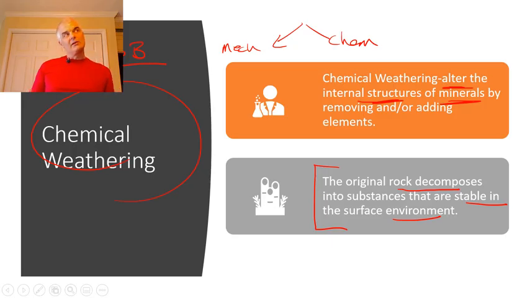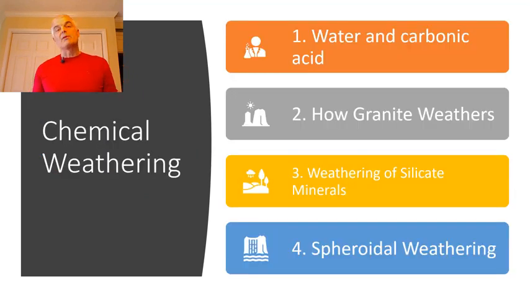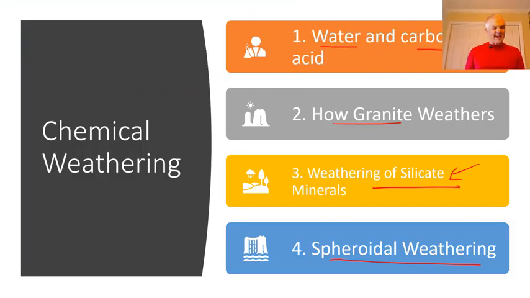So not all of the rock minerals are as stable as others, and that's what's going to happen as they're forming. So when we talk about chemical weathering, there are 4 types of chemical weathering that we're going to talk about. There's a few more, but these are the big 4, if you will. The first one has to do with water and carbonic acid, and then how granite weathers, how silicate minerals weather. That's important because silicates are the most common mineral you find on the world, and spheroidal, I think that's how you pronounce it, weathering. I know how to write it, but I don't know.